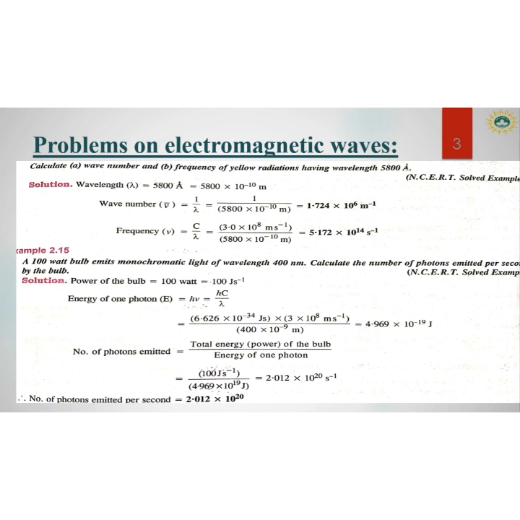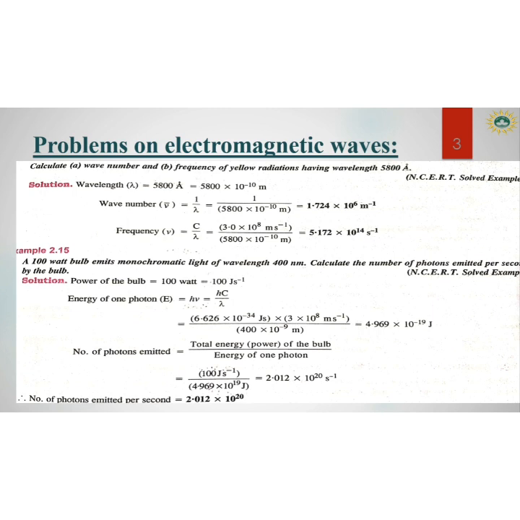So you know the value of h, Planck's constant, 6.626 into 10 to the power minus 34 joule second, and you know the value of c, 3 into 10 to the power 8 meter per second, and the value of lambda that is given, 400 nanometer. Nanometer means 10 to the power minus 9 meter. So 400 into 10 to the power minus 9 meter. If you calculate it, you will get the energy of one photon in joule. Always write the units there, then you will get the exact unit easily.